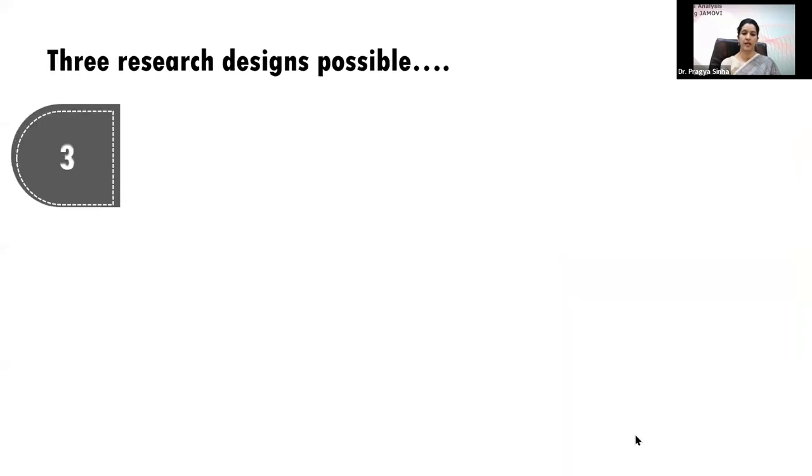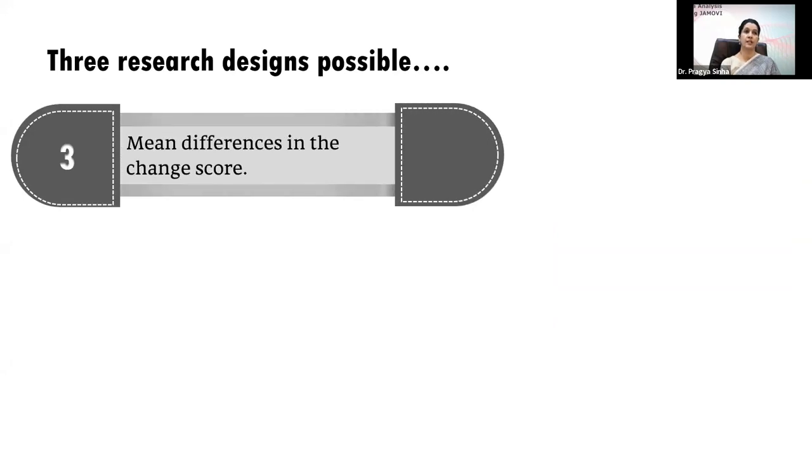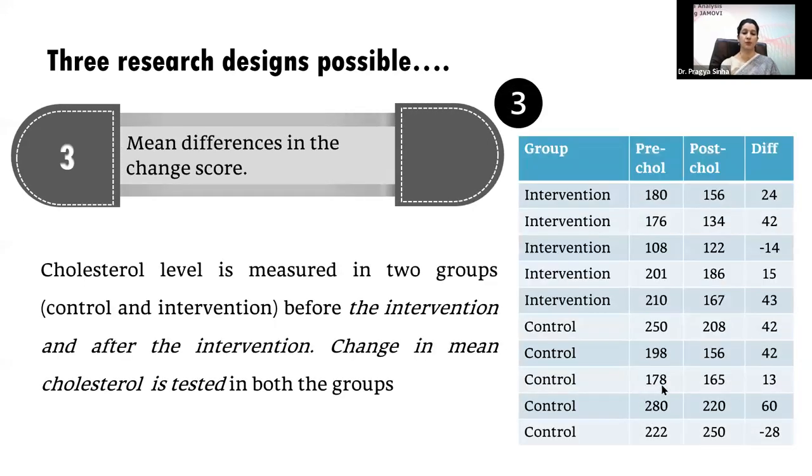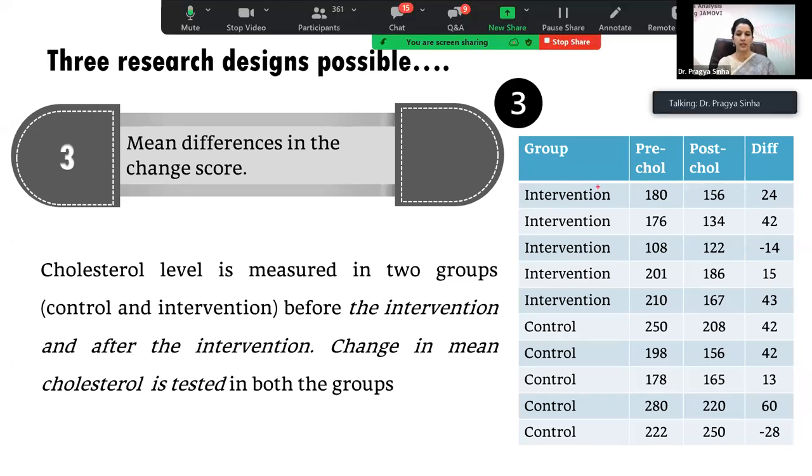And then again, if I want to see the mean difference in the change score, so maybe in both groups, intervention and control, I have a pre-intervention cholesterol level. So this first column is the pre-intervention cholesterol level.